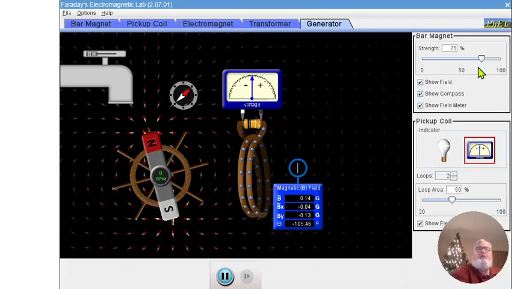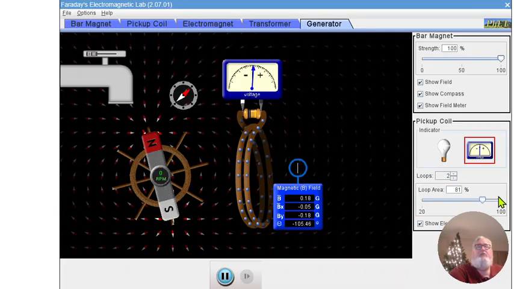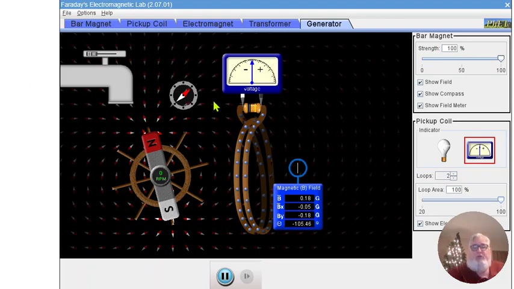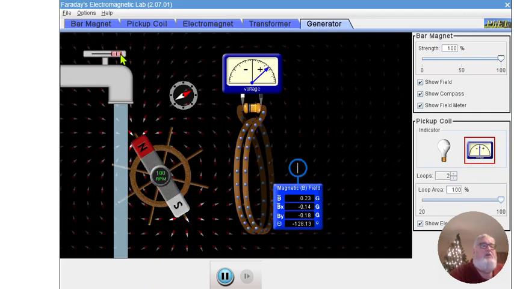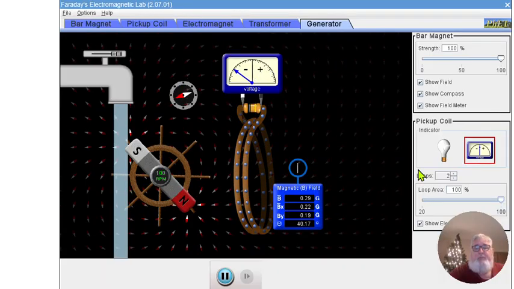And then we can change that. We can increase the field strength. We can increase the loop area. What else can we do to max this out? I needed to take a little peek at that, and let's see what we can do with this thing. This thing goes back and forth pretty rapidly.